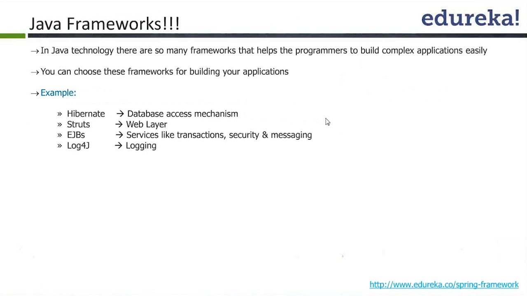Okay. Next, Struts. As you know, we use the Struts framework for web application development. Then EJBs, which provide services like transactions, security and messaging. EJB has inbuilt support for all this, so that is why EJB was very famous. But nowadays, with the speed at which Spring is growing, I could say that EJB is outdated, and that was also decided because of performance reasons.